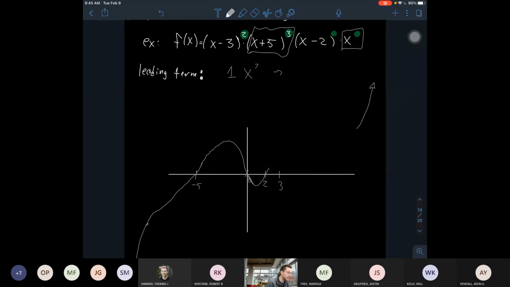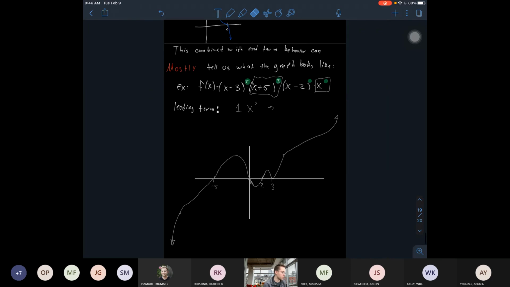And then at x minus 3, since the multiplicity 2 is even, I'm going to have bouncing. So I'm going to come up and then go down, touch and then bounce right off, and then connect up like this. So this is going to tell us mostly what's going on with this graph here. It won't completely warn us if we have imaginary roots, but we're not going to concern ourselves with imaginary roots at this time.